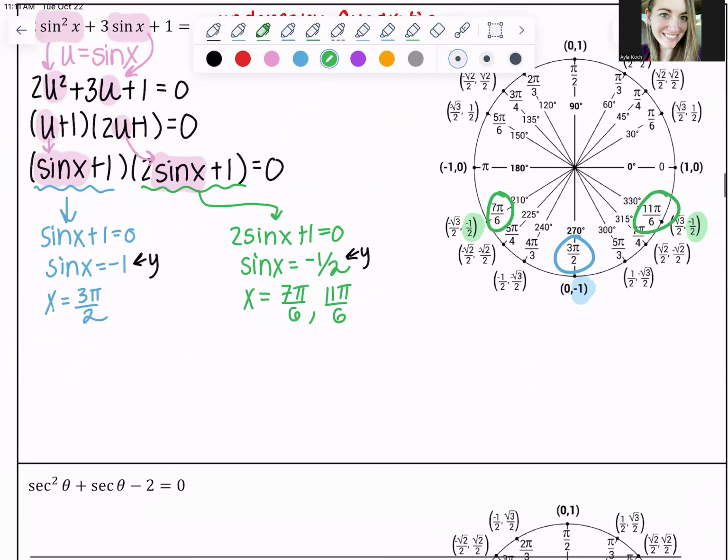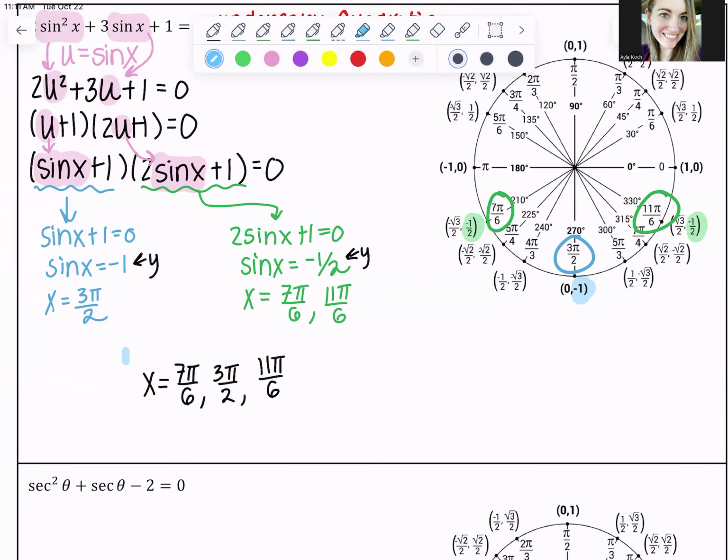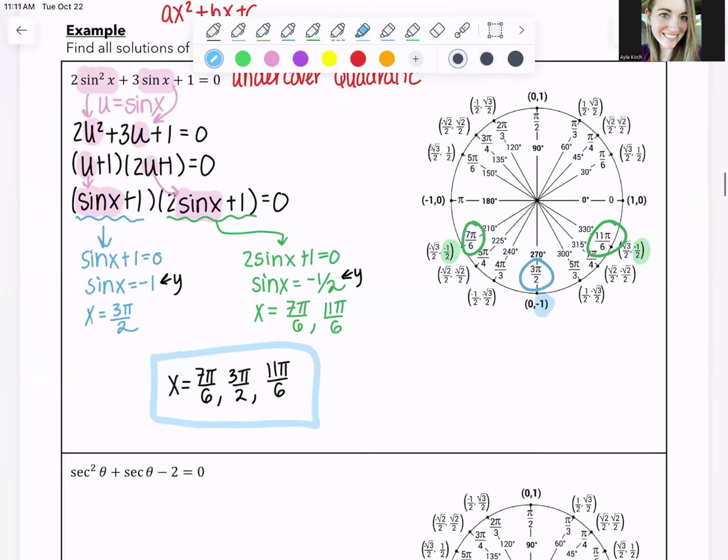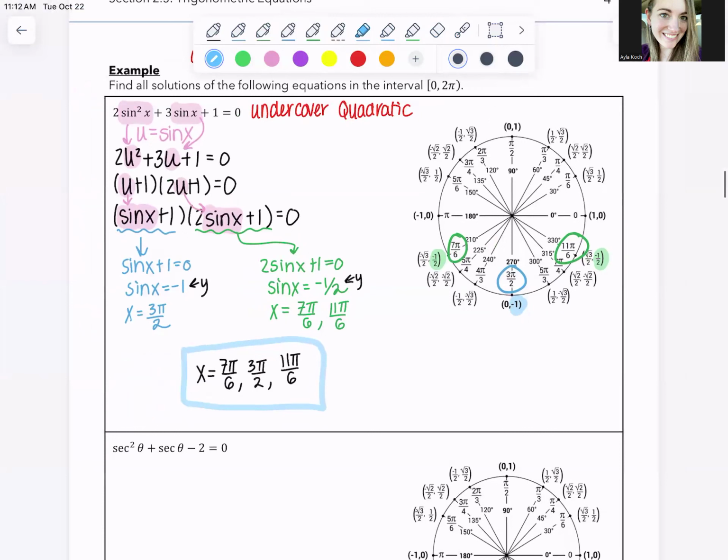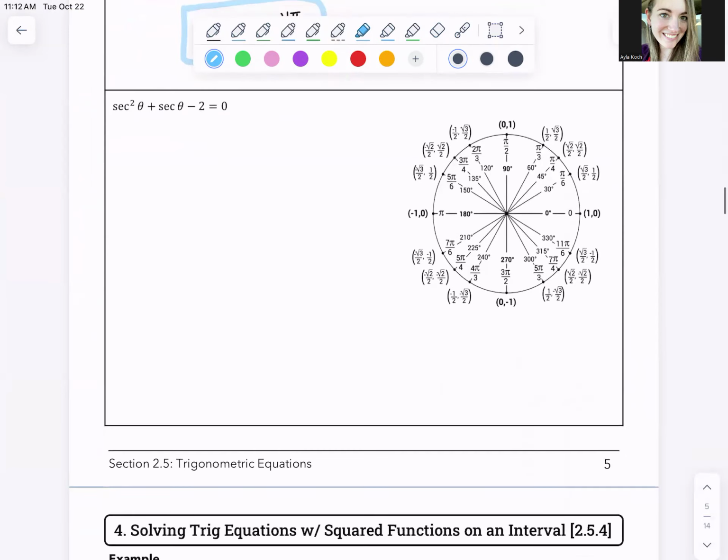And then I'm just combining together all my answers. So I have x is equal to 7 pi over 6, 3 pi over 2, and 11 pi over 6. Boom, not so bad. I think these look a lot scarier than they actually are. It just takes a bit of knowledge about factoring and then it all comes out. And it's all the things you've done before.